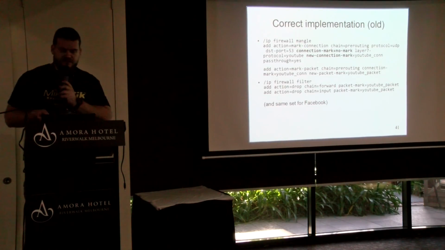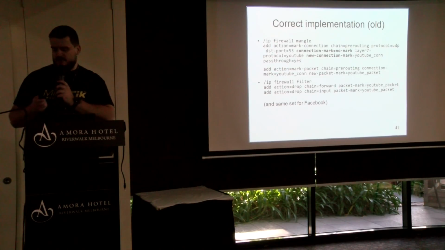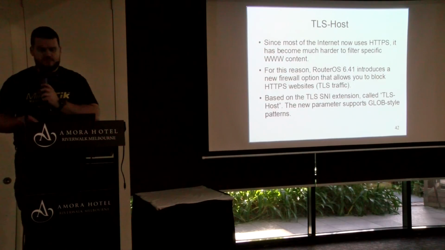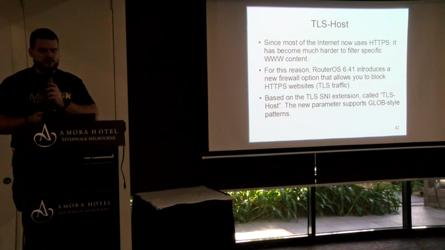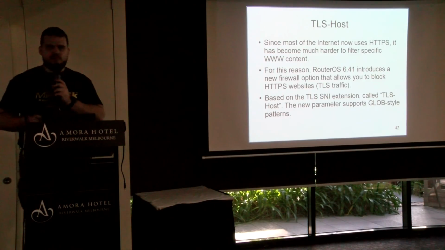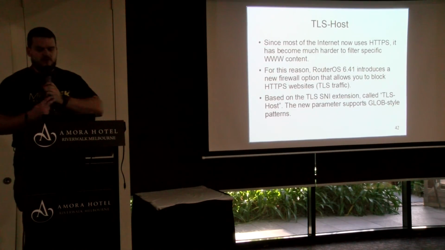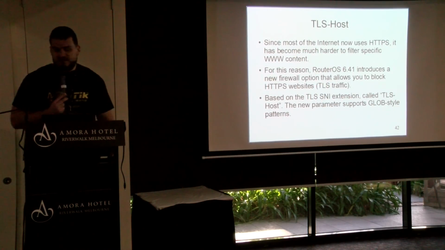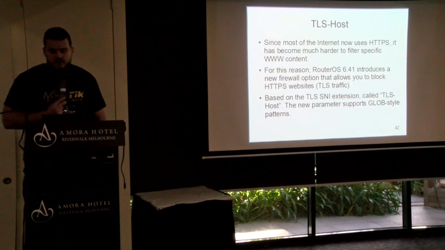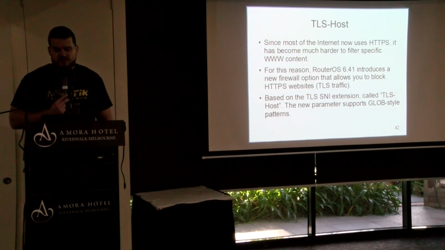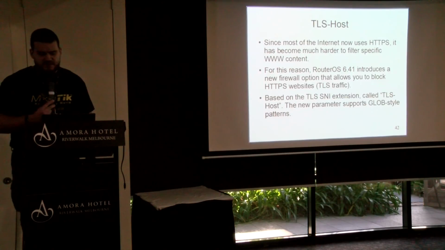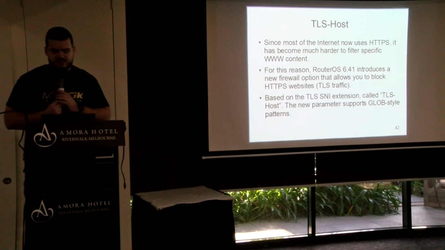The problem is layer 7 for this implementation is already old. There's a better way, and it's called TLS host. In version 6.41, new options were added. As we all know, simple HTTP is dying, so everyone's using HTTPS, and it's much harder to filter specific web content. That's why we introduced this TLS option, TLS host, which will allow you to block HTTPS sites. It's based on the TLS SNI extension, and it basically supports a glob style pattern.